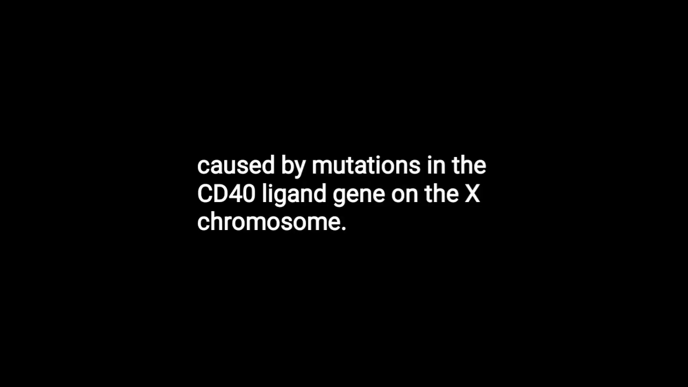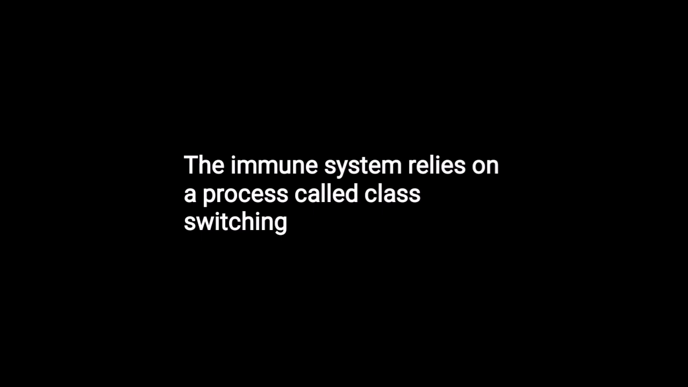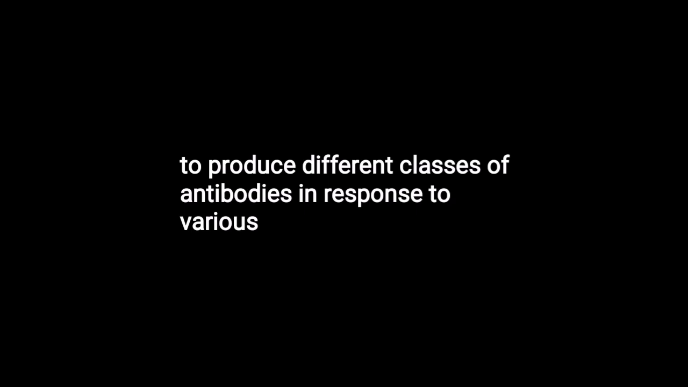Hyper-IgM syndrome can be inherited in several ways, with the most common form being X-linked, caused by mutations in the CD40 ligand, CD40L, gene on the X chromosome. The immune system relies on a process called class switching to produce different classes of antibodies in response to various pathogens. When B cells are activated, they initially produce IgM antibodies. However, with the help of T cells, particularly through interaction with CD40 and CD40L, B cells can switch to producing IgG, IgA, or IgE antibodies.